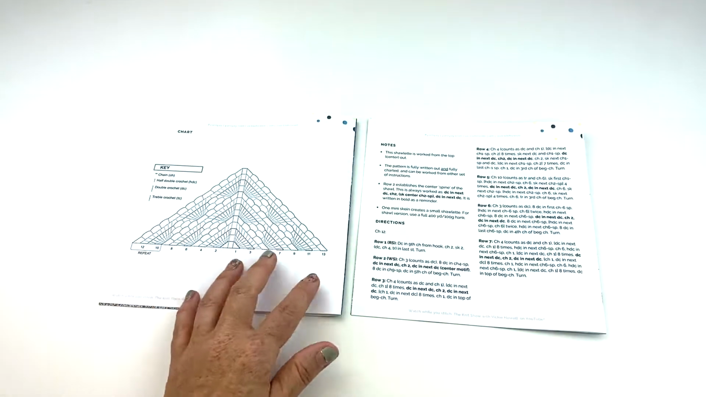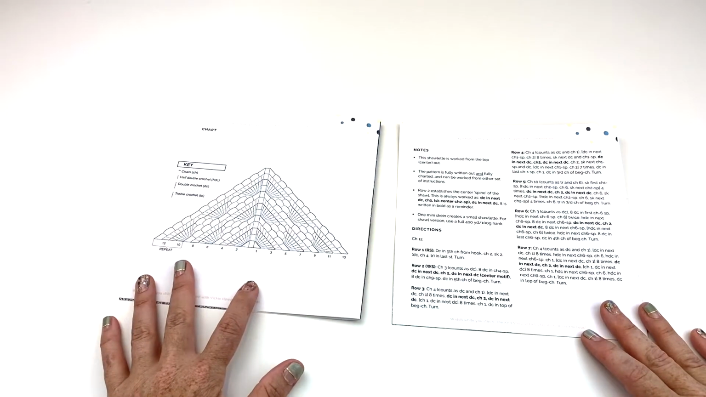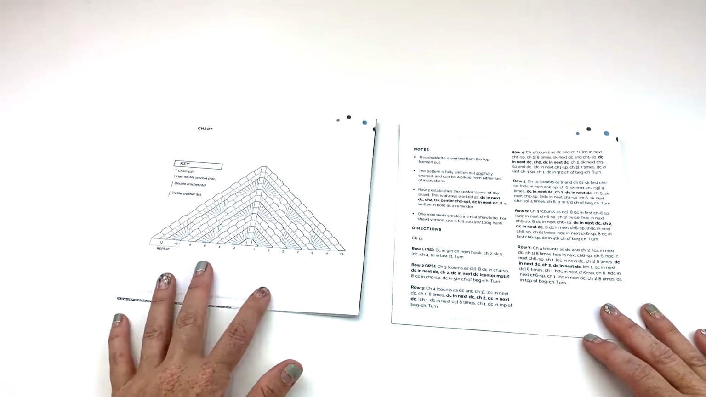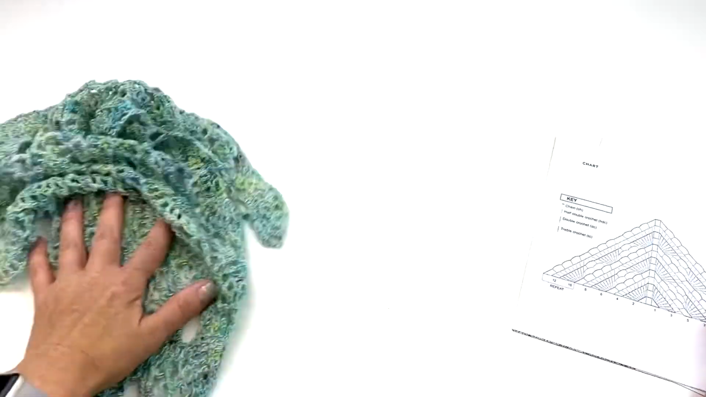All right, so here's the scoop. First of all, a crochet chart is really cool because it is literally the blueprint for how your project will ultimately look. So let me show you what that means.